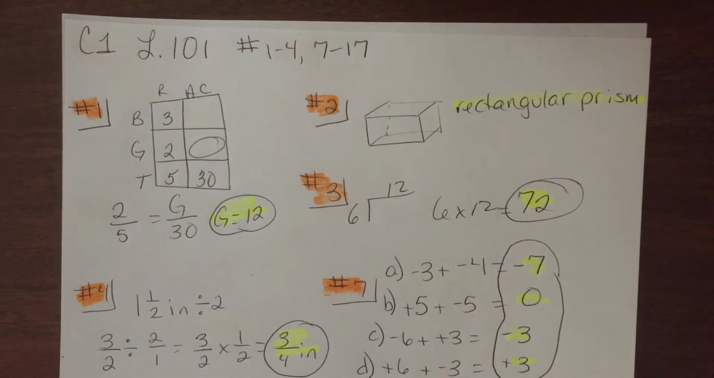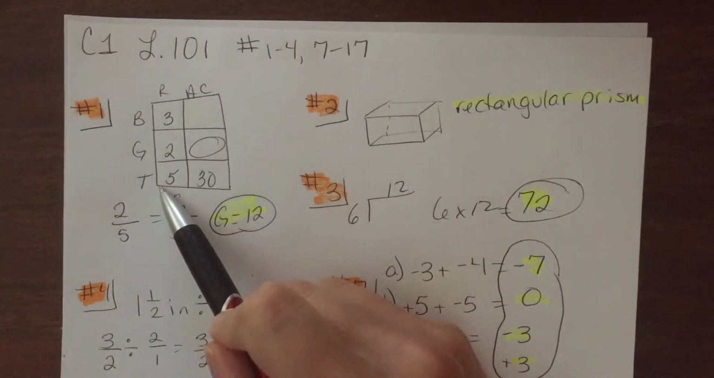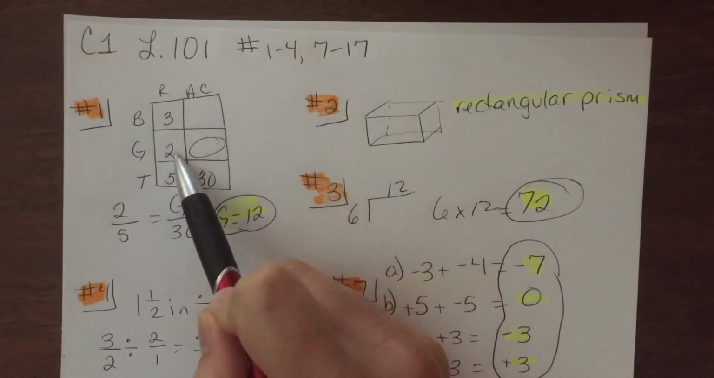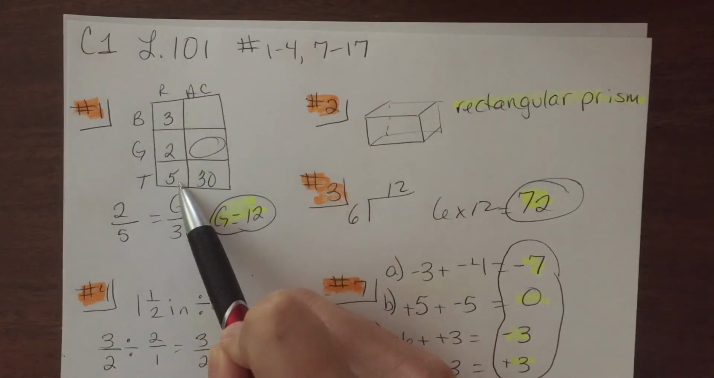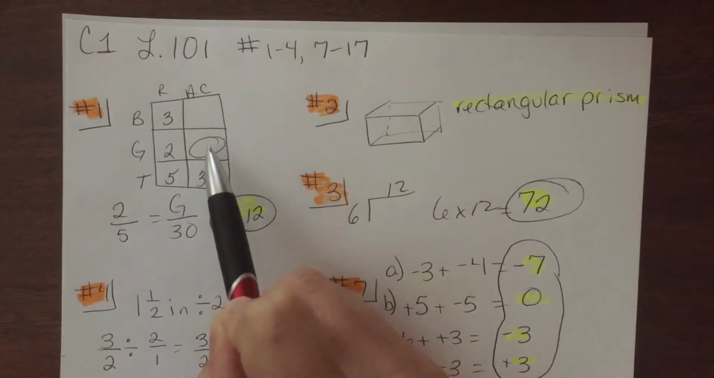Hey there, guys. We're checking our work from lesson 101. So our first problem was one of our new type problems where we have ratio boxes involving totals. It says the ratio of boys to girls was 3 to 2. I totaled 3 and 2 and got 5. And it says that there were 30 students in the class.